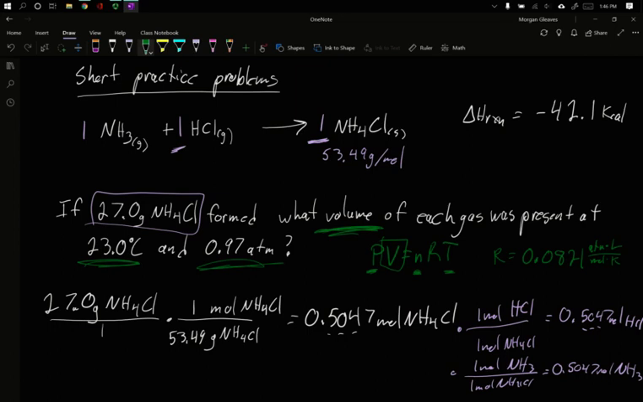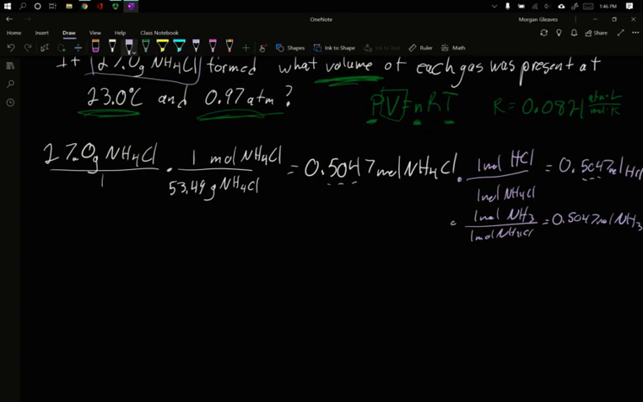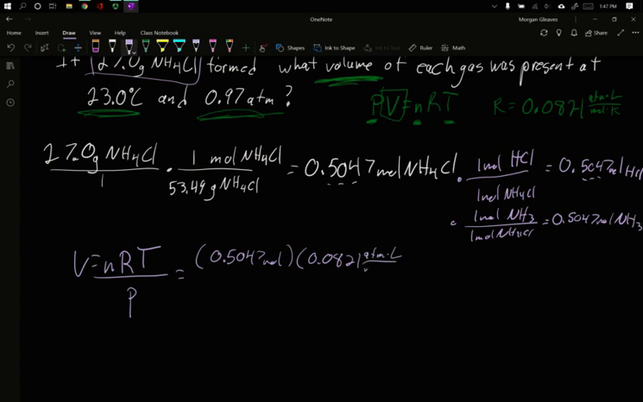So I can solve the volume for both of these gases. PV equals nRT. We want volume on its own, so I need to divide that pressure over to get volume on its own. My moles, 0.5047 mole. R of 0.0821 atmospheres liters per mole Kelvin.